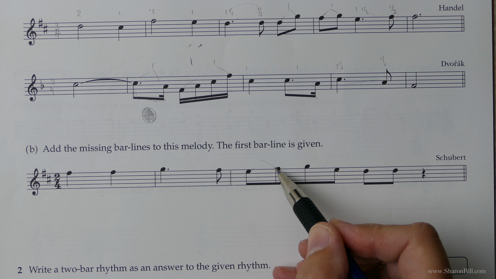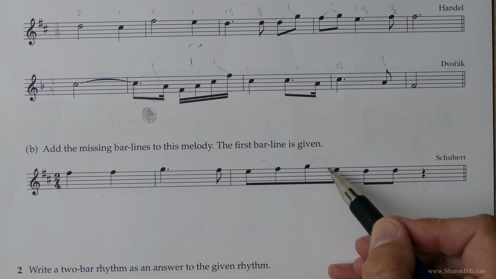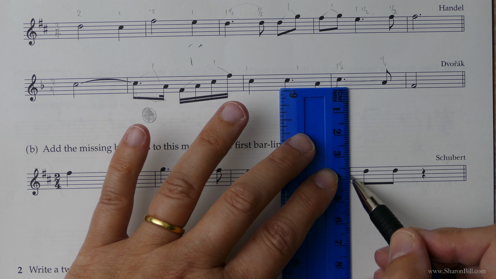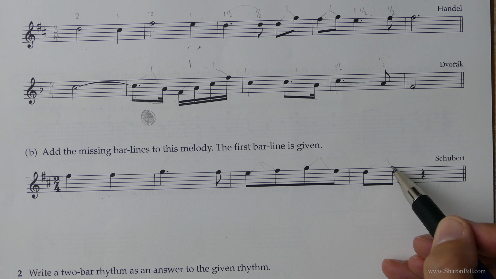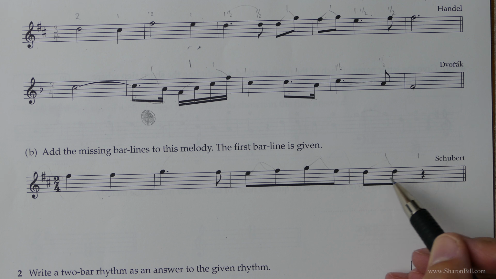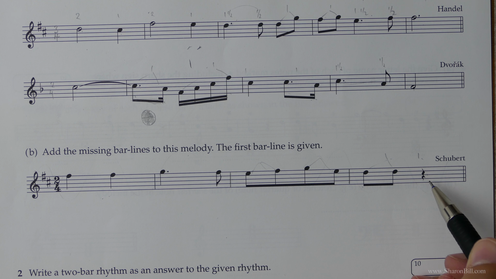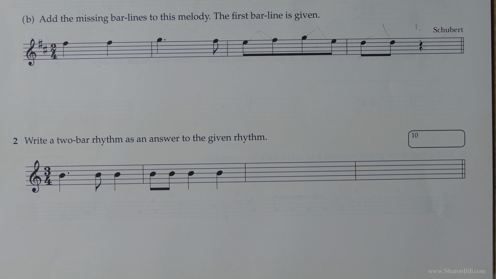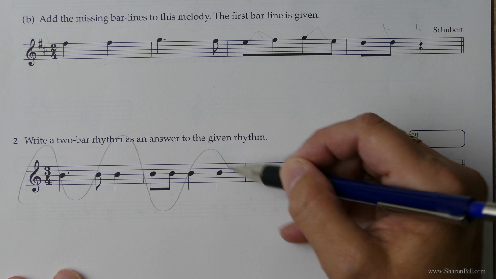A half and a half makes 1, a half and a half makes another 1, 1, 2, there's a bar line. A half and a half makes 1, and then we've got a 1 beat rest, 1 and 1 is 2, there's our 2. There we go, that's finally completed those marks there.